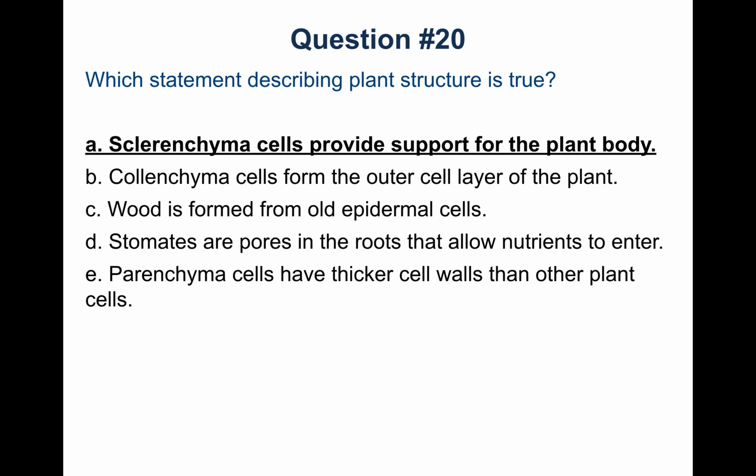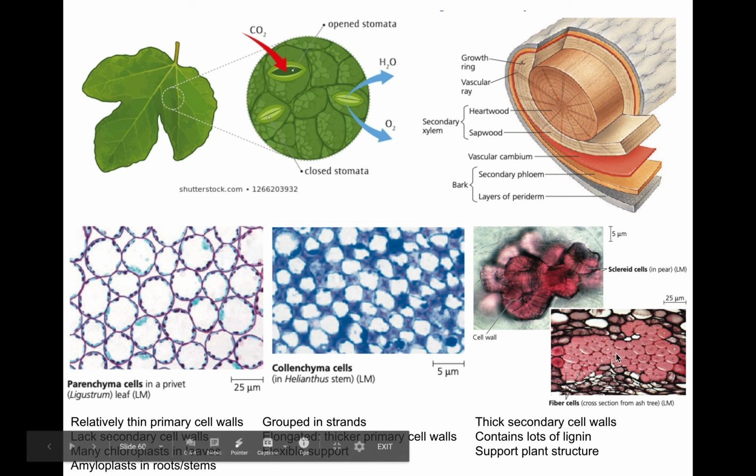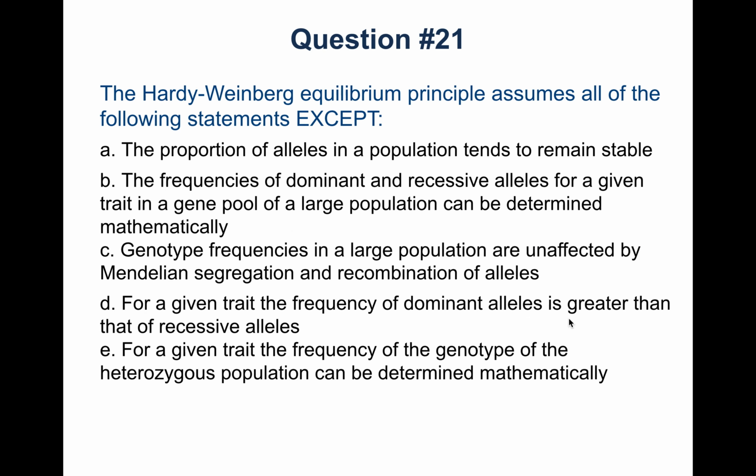Yeah, so typically the sclerenchyma are going to have thicker cell walls. They contain lignin, which is a pretty structural compound, and this helps support plant structure. All right, so that is your answer.